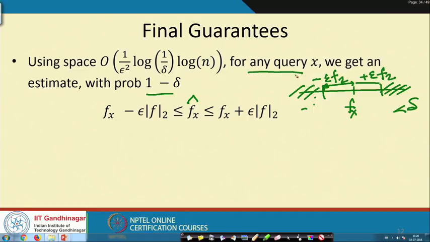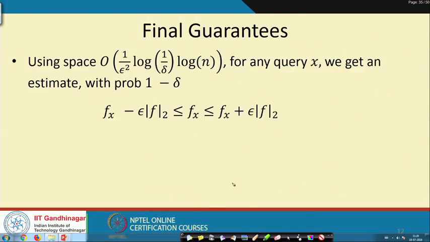And what is the space that we need? The size of the data structure is 1 over epsilon square log 1 over delta, and in each of the positions we are storing a counter. So it is 1 over epsilon square log 1 over delta times log n. So that is the data structure that we have. Okay.